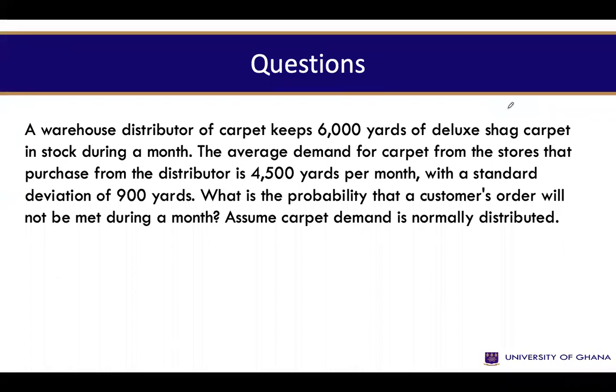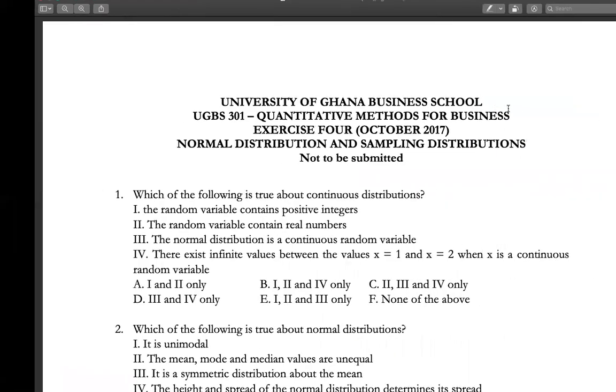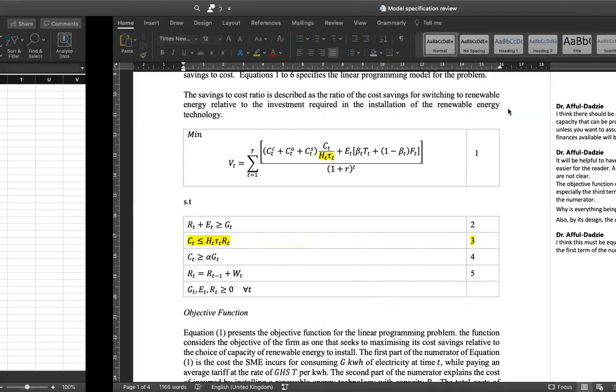Okay. So, what do you think? We have a warehouse distributor of carpet. He keeps 6,000 yards of carpet in his warehouse, so his inventory is 6,000. Now, demand is normally distributed. We have a mean of 4,500 and a standard deviation of 900. The question is, what's the probability that a customer's order will not be met during a given month?